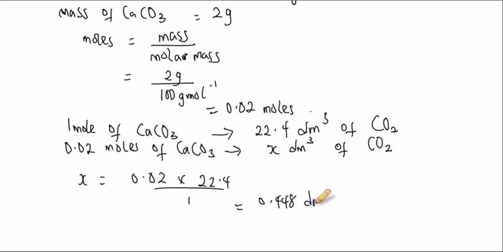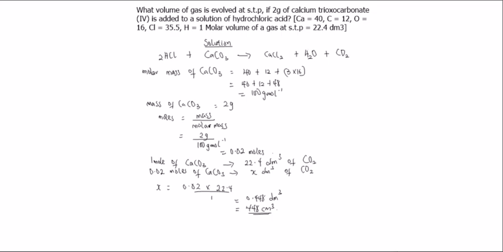Our unit is dm³. From dm³ we can convert to cm³ by multiplying by 1000. So here we have 448 cm³, which should serve as the final answer. With this, we've come to the end of the solution to the question, and we've gotten the volume of gas that will be evolved at s.t.p to be 448 cm³, and that will be all.